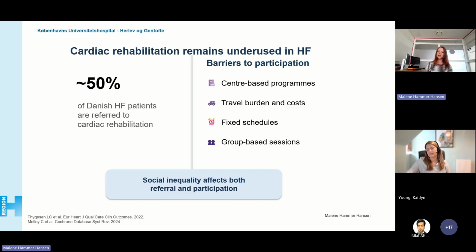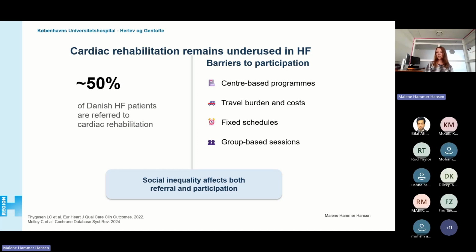And patients are then expected to travel to the hospital or rehabilitation center. They are expected to attend at fixed times and often also participate in group-based sessions. So for many patients, these factors become barriers to participation, maybe especially for the older patients, people living with many chronic conditions, maybe also for people who are still working, or those who simply need a more flexible way of taking part. And of course, this is not only a Danish challenge.